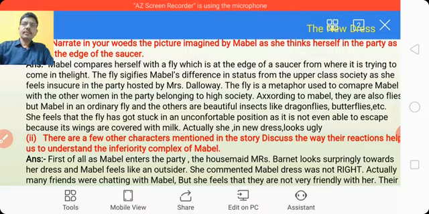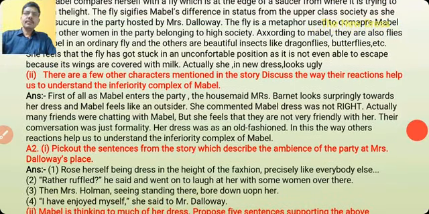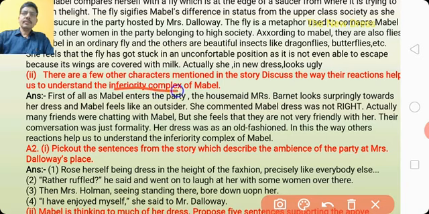Friends, let us see the next question. Second question is here. There are a few other characters mentioned in the story. Discuss the way their reactions help us to understand the inferiority complex of Mabel. Mabel considers herself as not looking good. So, what character in the story shows us that?